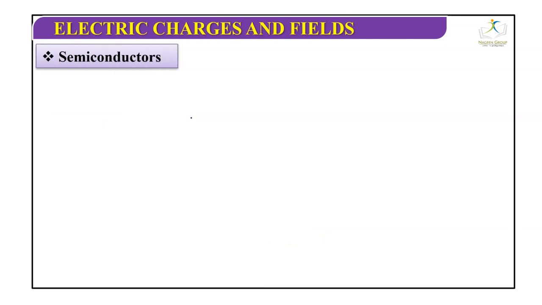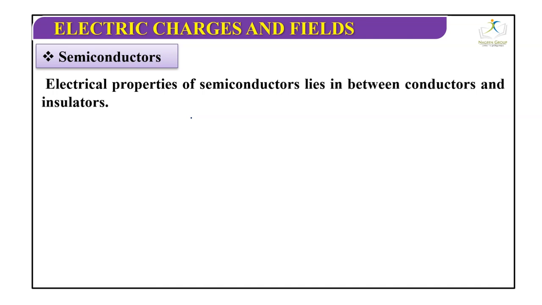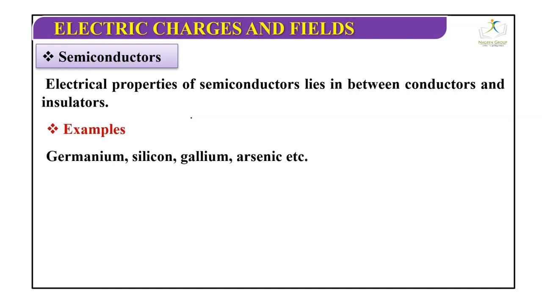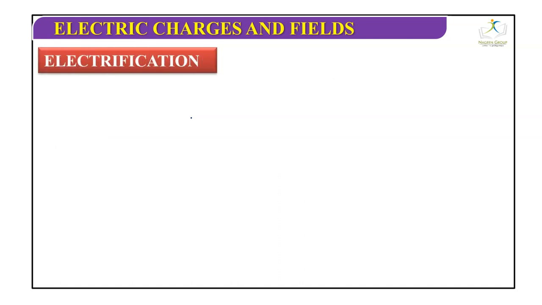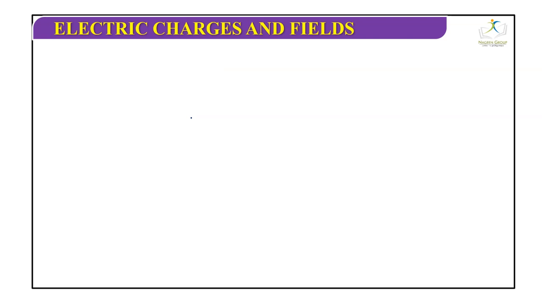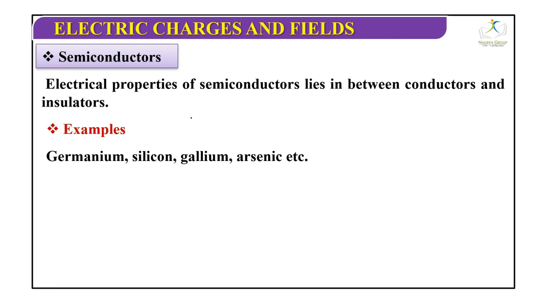Semiconductors. The electrical properties of a semiconductor lie between the conductors and insulators. For example, germanium, silicon, gallium, arsenic, etc. These are the semiconductors.